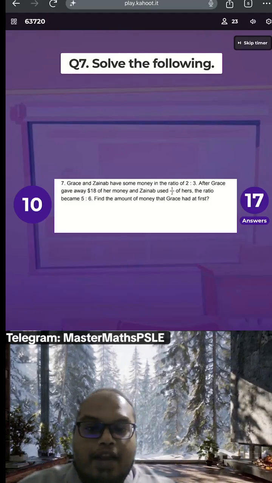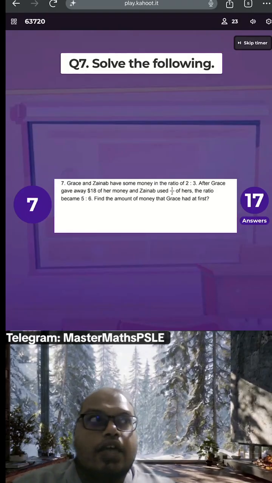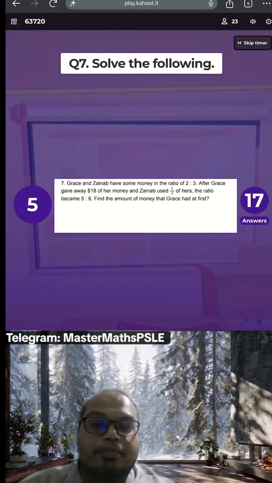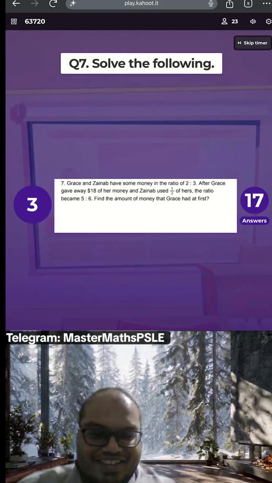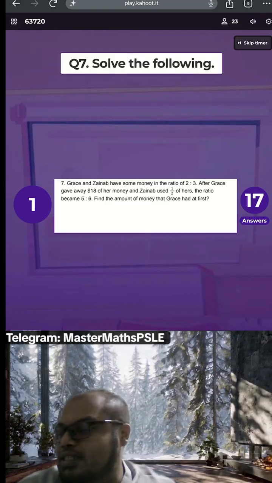Okay, why am I at the forest? Because doing it from home is too mainstream. Alright, this is maths.